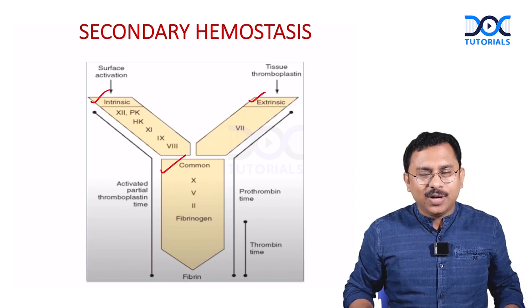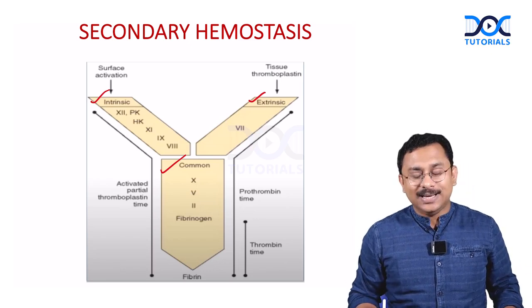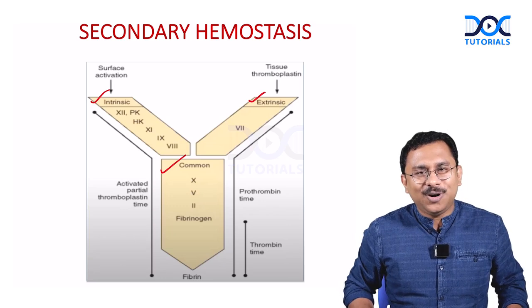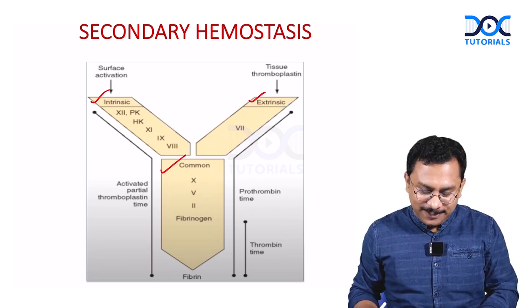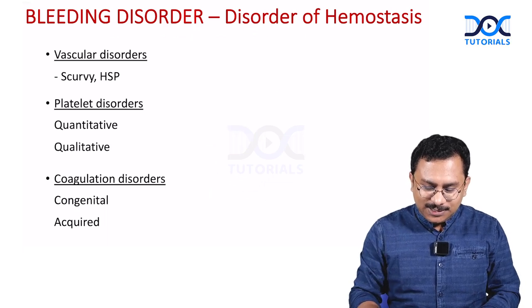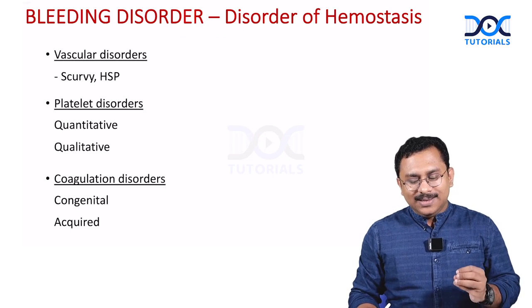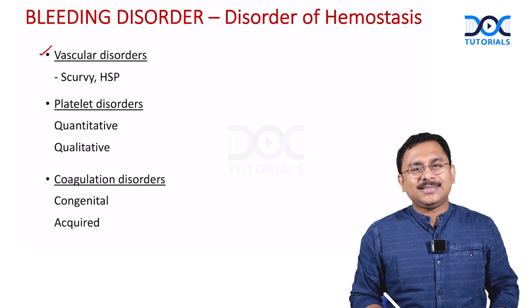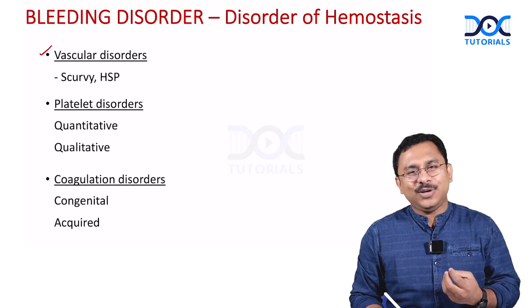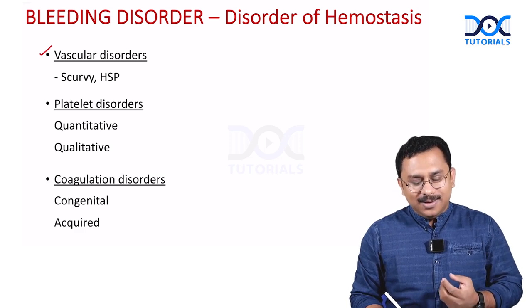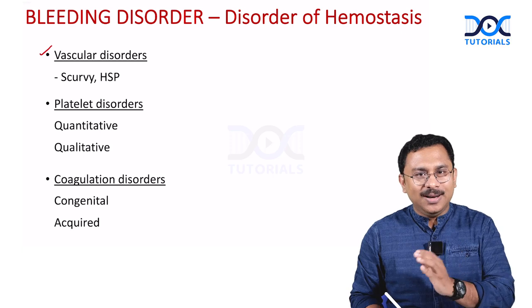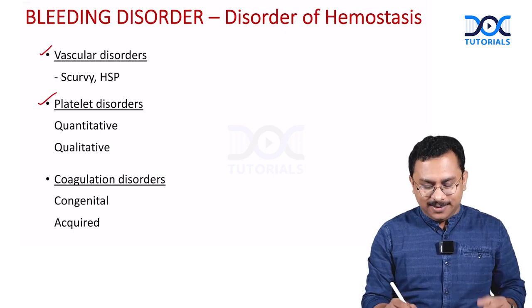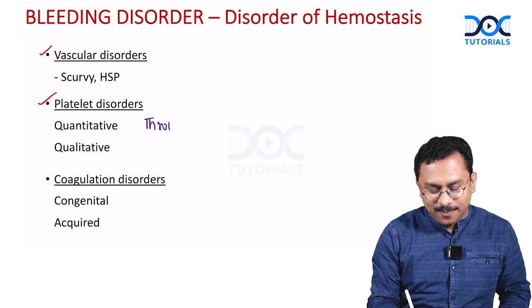So you've got multiple clotting factors involved in secondary hemostasis, and when you get a defect in any of these clotting factors, you can have a disorder involving secondary hemostasis. Okay, just to sum up, a bleeding disorder is a disorder of hemostasis which can happen because of vascular disorders like scurvy, which affects the integrity of the blood vessel wall, small vessel vasculitis like Henoch-Schönlein purpura, and platelet disorders, which can be a quantitative defect, which means there is a thrombocytopenia.